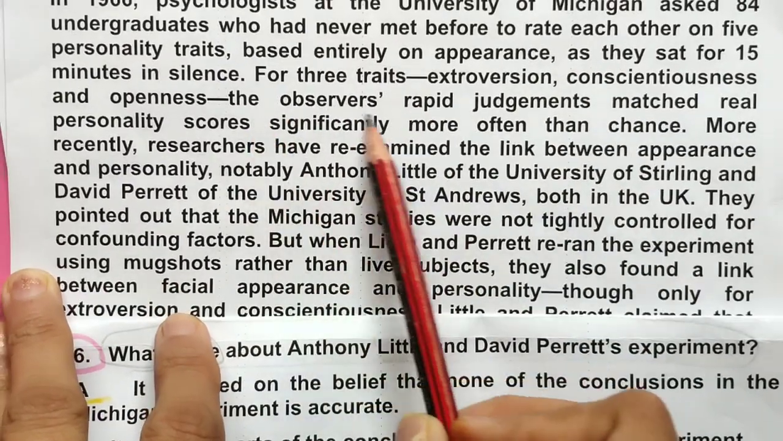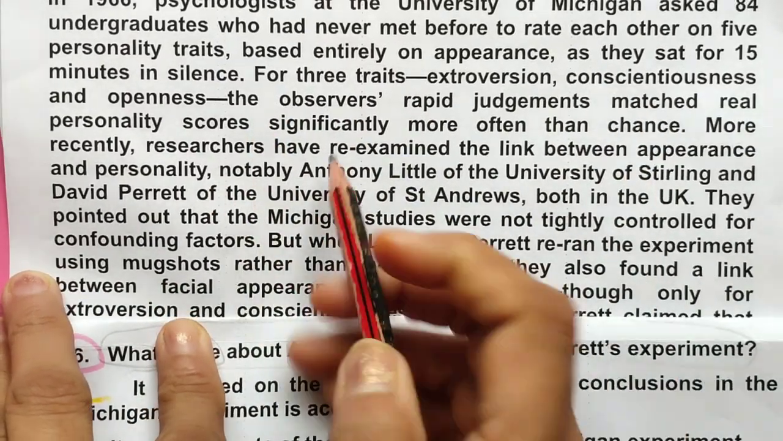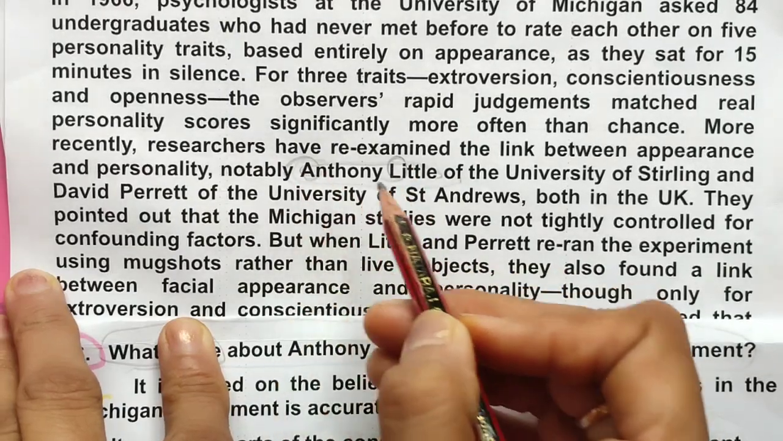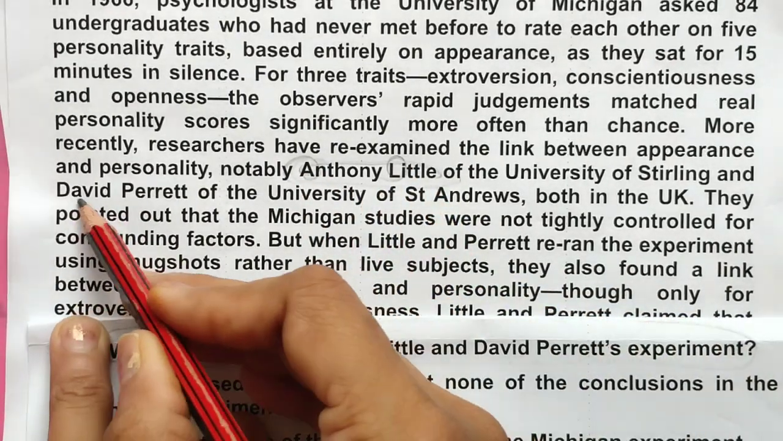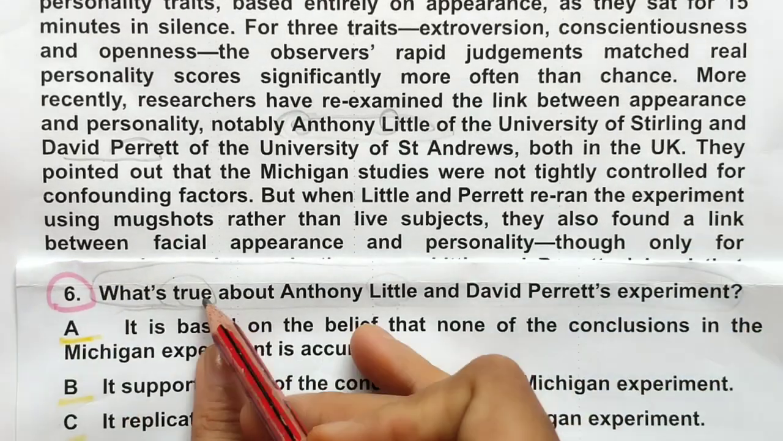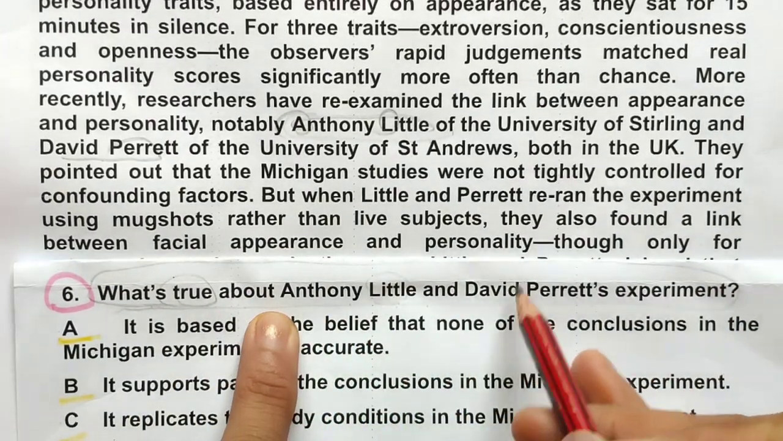Anthony Little, no name. So the name we can easily find because all are in capital letters. Little and this David also we have. So we have got the actual thing. What is true about Anthony Little and David experiment?